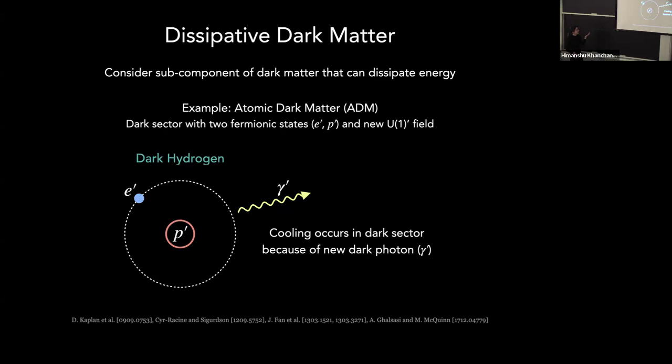In this model, you introduce a dark proton, a dark electron and a dark photon, so you can form a dark hydrogen atom. But you can't form anything else because you don't have any nuclear physics in your model, so it's very, very simple. So you form these bound states, your dark hydrogen, and it can cool via emission of your dark photon.